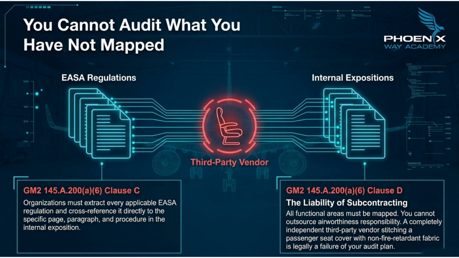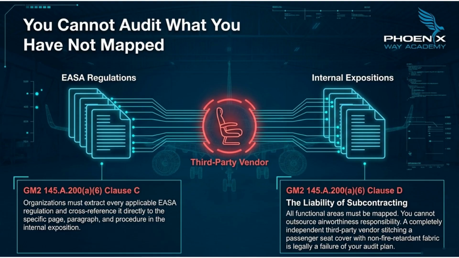And that reconciliation extends beyond your own four walls, actually, which is where Clause D gets highly consequential. Oh, definitely. The text for Clause D defines the second element. It says, all the functional areas of the organization in which Part 145 functions are intended to be carried out, including subcontracting, need to be listed in order to identify the applicability of any topic to each functional area.